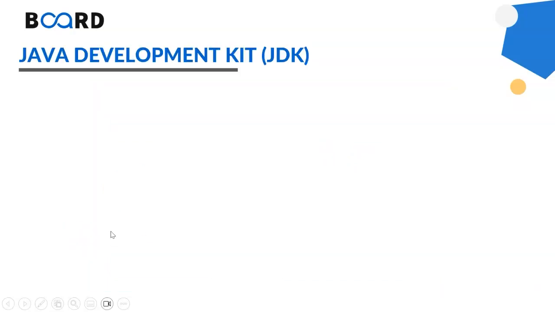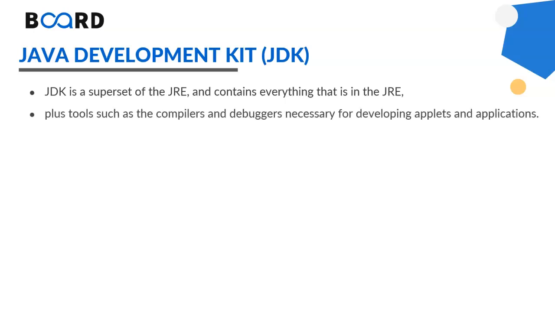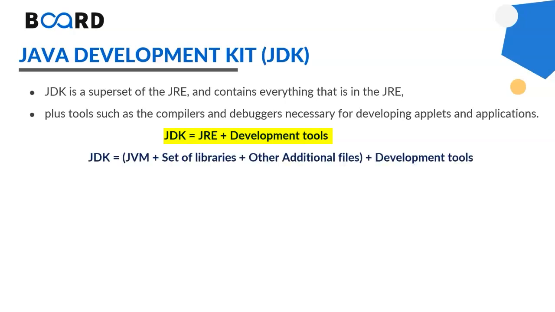Next, as I discussed, I'll tell you about the other component, the JDK. JDK is nothing but a kit that provides the environment to develop and execute the Java program. It includes two things. One, the development tools to provide an environment to develop your Java program, and another is the JRE. So JDK equals JRE plus development tools. And JDK is equal to JVM plus a set of libraries plus other additional files plus development tools.